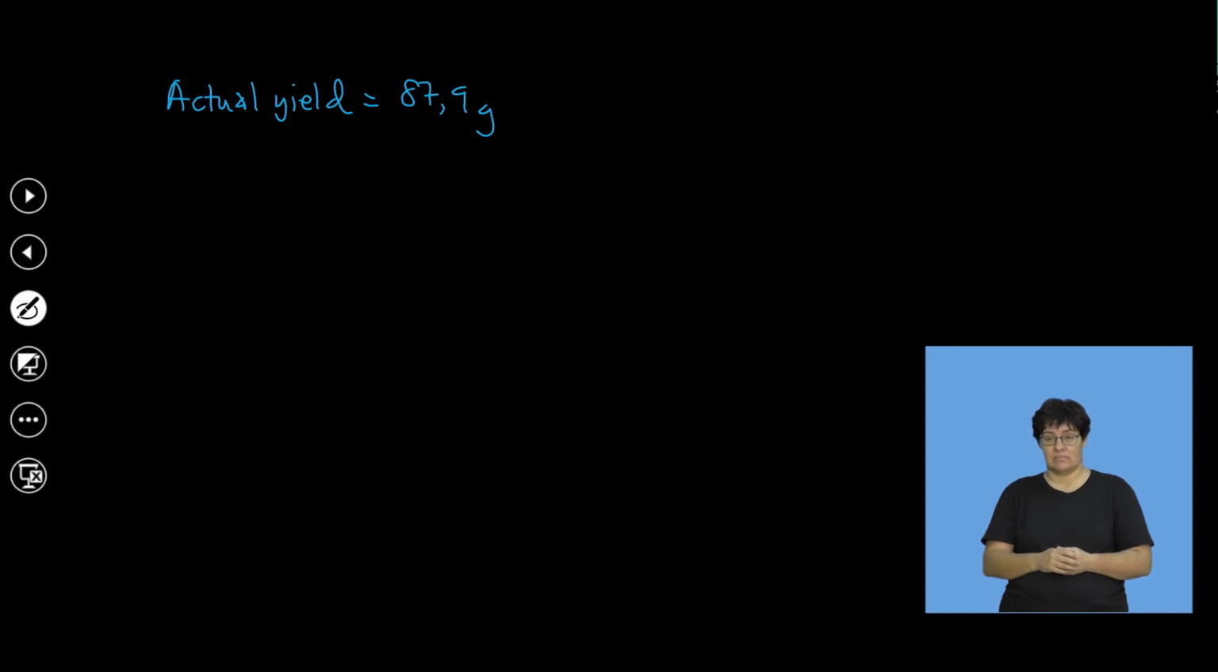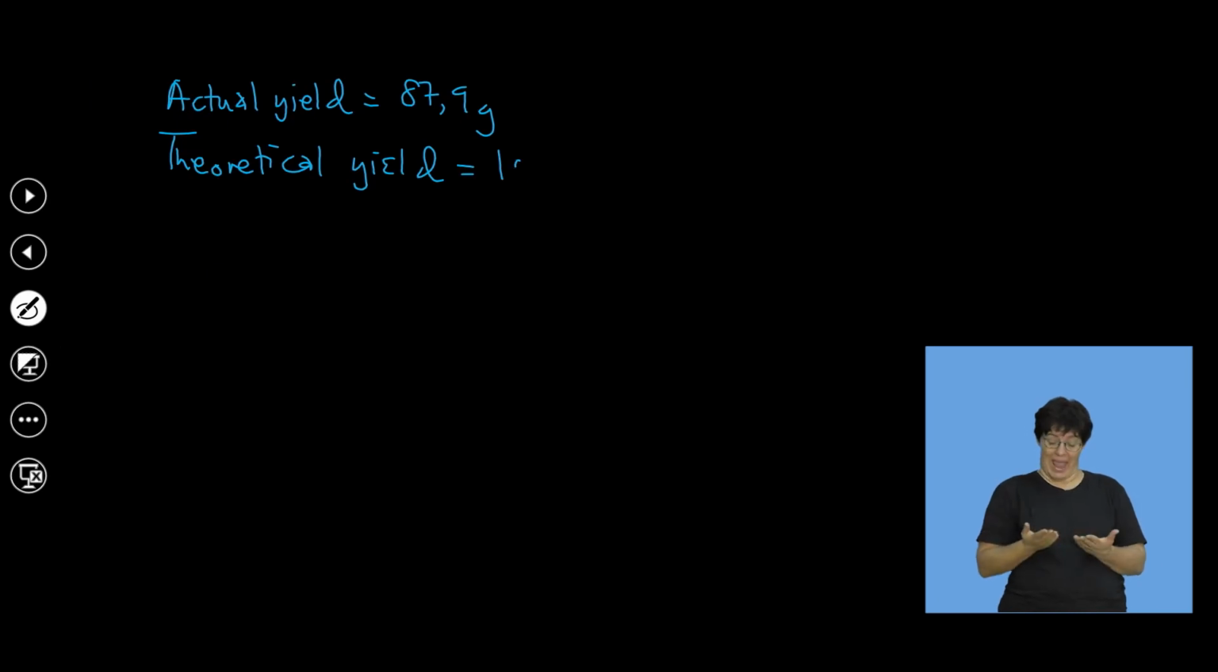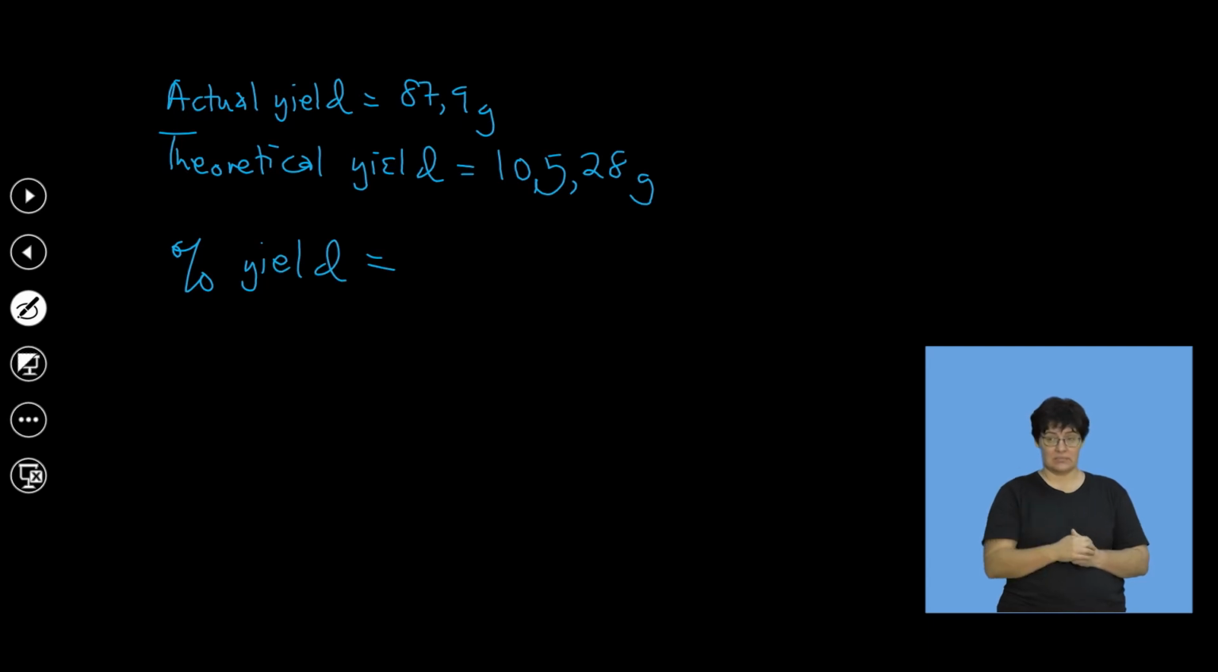And then our theoretical yield is what we calculated. If we go back, that value is 105.28. So that's what we expected, 105.28 grams. So percentage yield in this case becomes the actual yield, which is 87.9, divided by 105.28, expressed as a percentage.